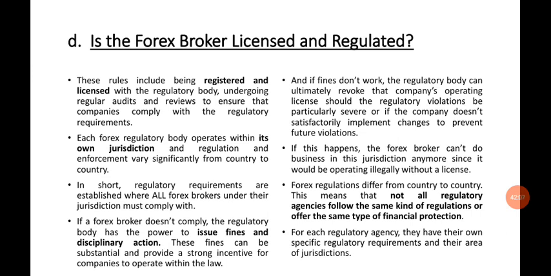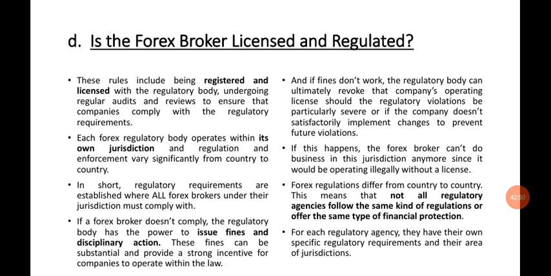If a forex broker doesn't comply, the regulatory body has the power to issue fines and disciplinary action. These fines can be substantial and provide a strong incentive for companies to operate within the law. And if the fine doesn't work, the regulatory body can ultimately revoke that company's operating license, should the regulatory violations be particularly severe or if the company doesn't satisfactorily implement changes to prevent future violations. If this happens, the forex broker can't do business in this jurisdiction anymore since it would be operating illegally without a license.